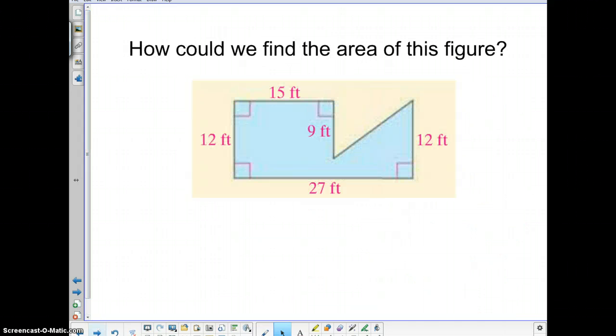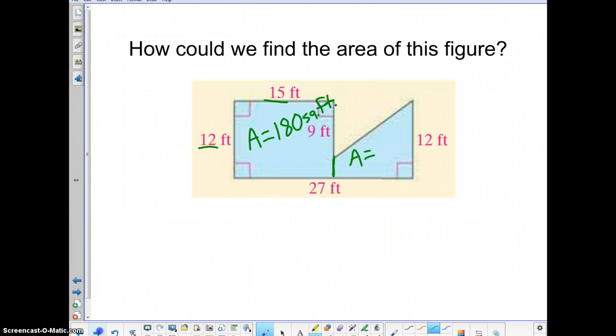Now we're also going to be finding areas of figures that have multiple polygons put together. So in this case, we have to find the whole area of the whole figure in blue. They give us a lot of information, but some of it we have to find on our own. Okay, so the length of this green line we need to find for the area of this trapezoid right here. Hopefully we can find the area of this rectangle already, just because we know that the length is 15 and the width is 12. Okay, so when we do 15 times 12, we should get an area of 180 square feet right there.